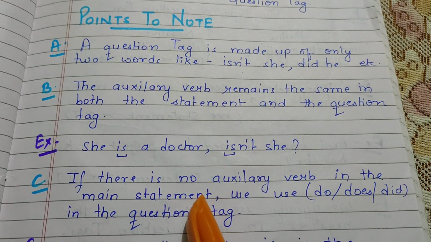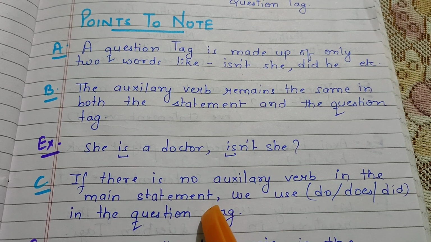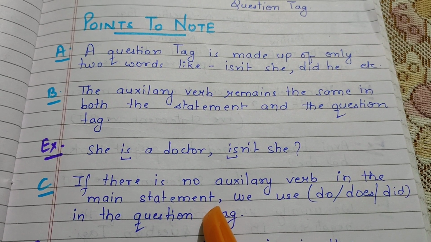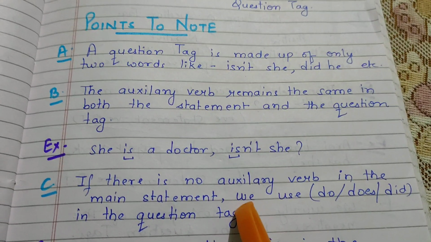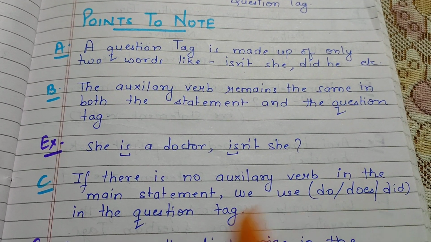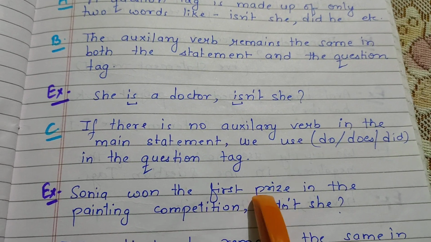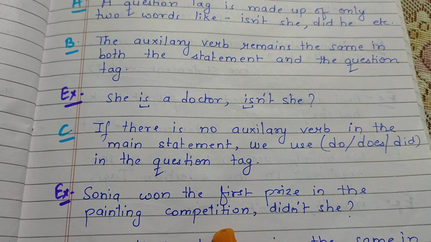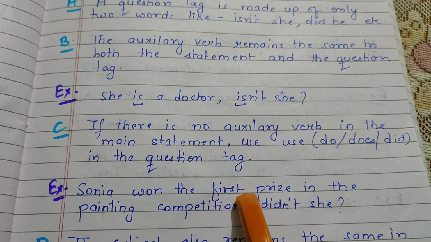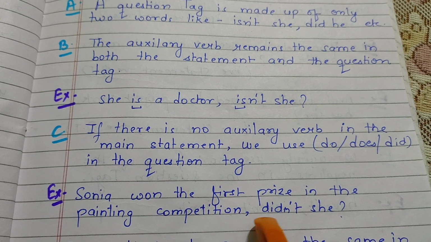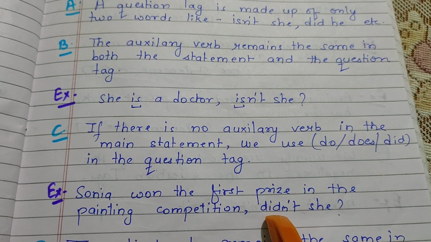Next is that if there is no auxiliary verb in the main statement, if no auxiliary verb is used in the main statement, then we use do, does, did accordingly in the question tag. Just an example: Sonia won the first prize in the painting competition, didn't she? Here no auxiliary verb is used in the statement and we have placed "did" in the question tag.